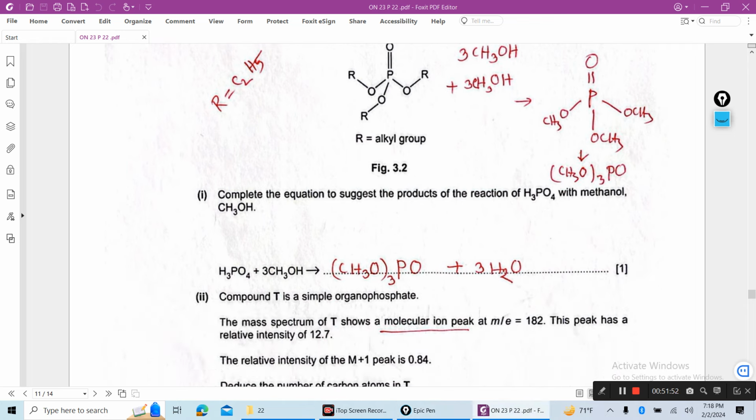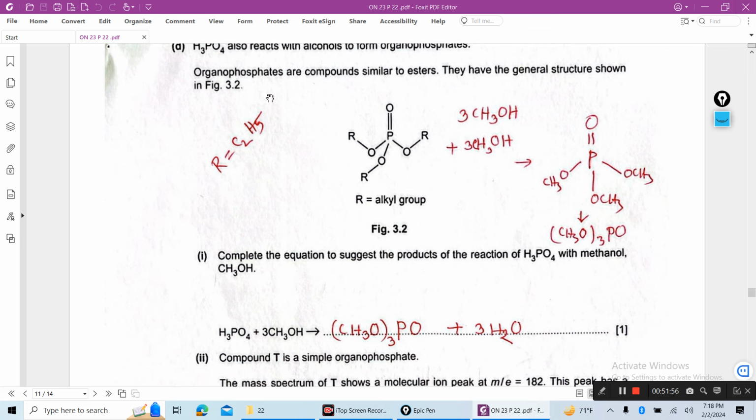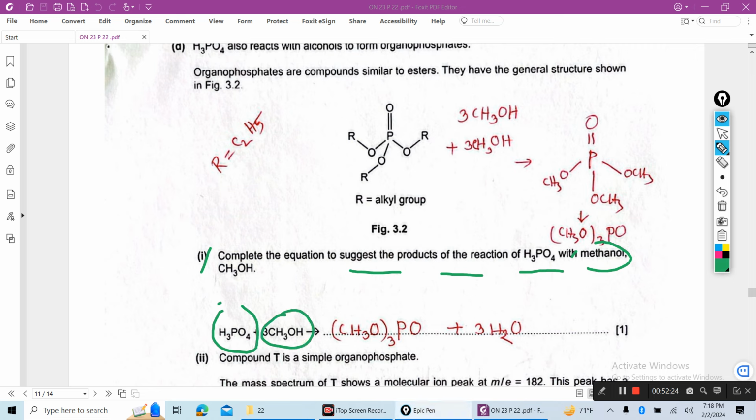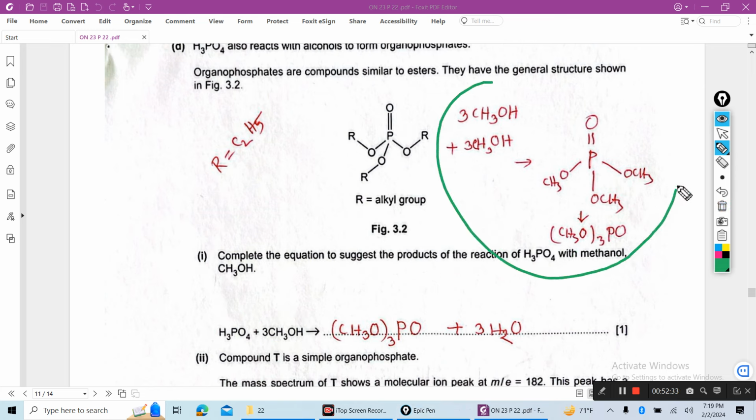Now you are asked, number A, complete the equation to suggest the products of the reaction of phosphoric acid with methanol. Here is the phosphoric acid and methanol. I write the answer here, and you can understand if you follow this. So this is methanol, CH3OH. Here, phosphorus and oxygen. This ester and water will be formed.